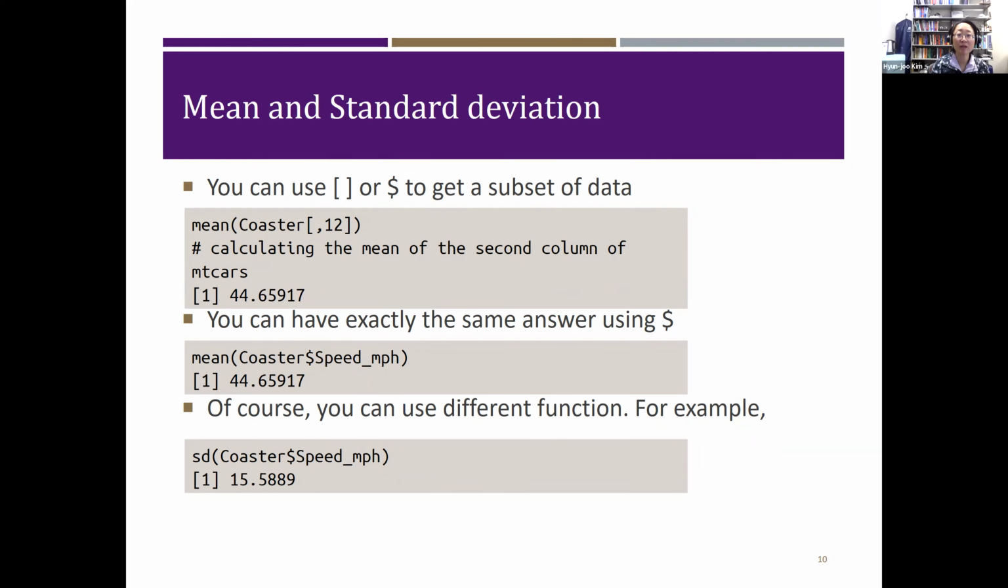We can do the same thing using the dollar sign. Coasters dollar sign speed underscore MPH finds all values of the column speed underscore MPH. Thus, it will give exactly the same answer as the previous code. It will be slightly easier to understand your code if you are using the dollar sign and specific variable names compared to using the brackets.